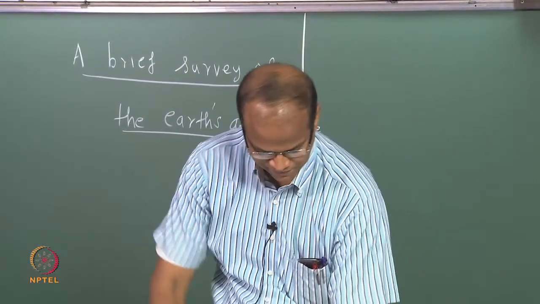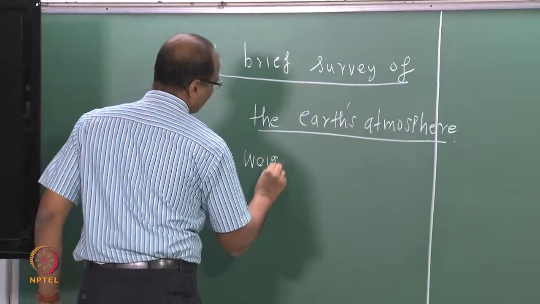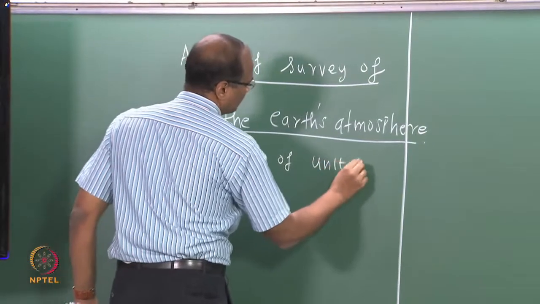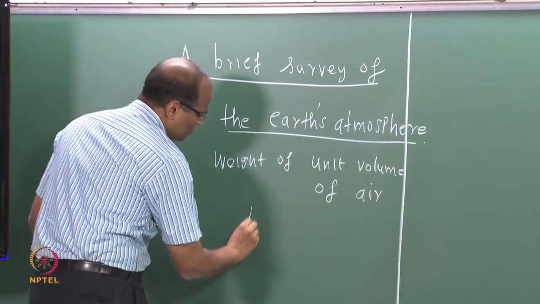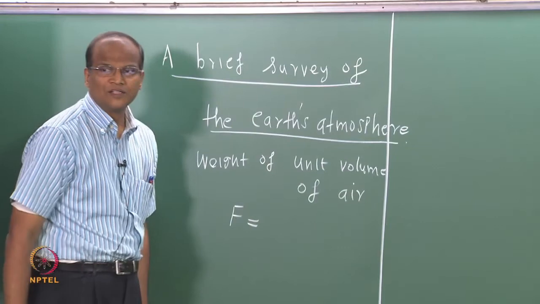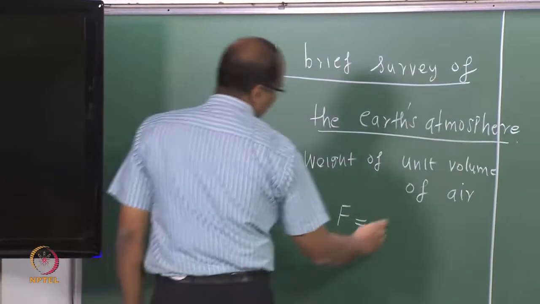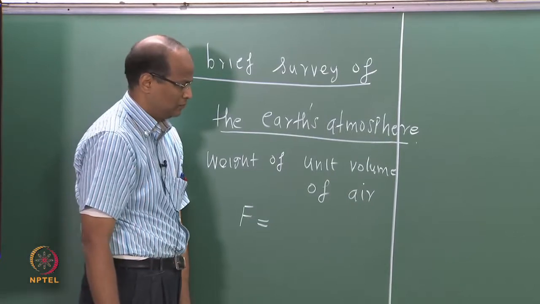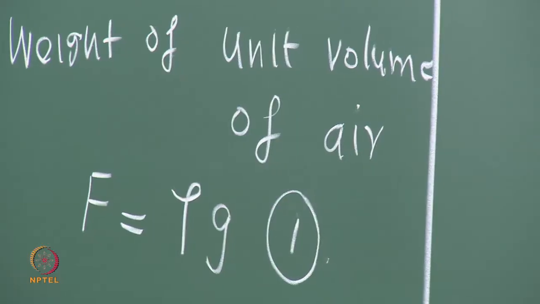Before that, oxygen. Composition, very good. Even before that, size, density, correct. So the first is weight of unit volume of air. The weight of air exerts a downward force, this is equal to m into v into g, per unit volume. Very good. This is rho into g.